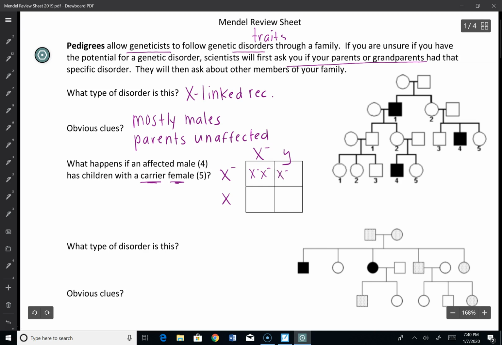Here you will have a male with the disorder. Here you will have a female carrier. And here you will have a male that does not have the disorder at all. And again, men cannot be carriers for X-linked recessive disorders. So those are your big giant clues. Now this case here is rare, but it can happen. Let's look at the next pedigree.